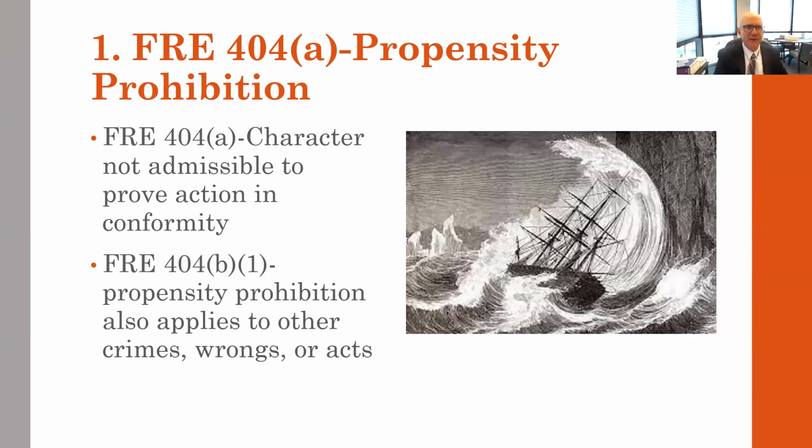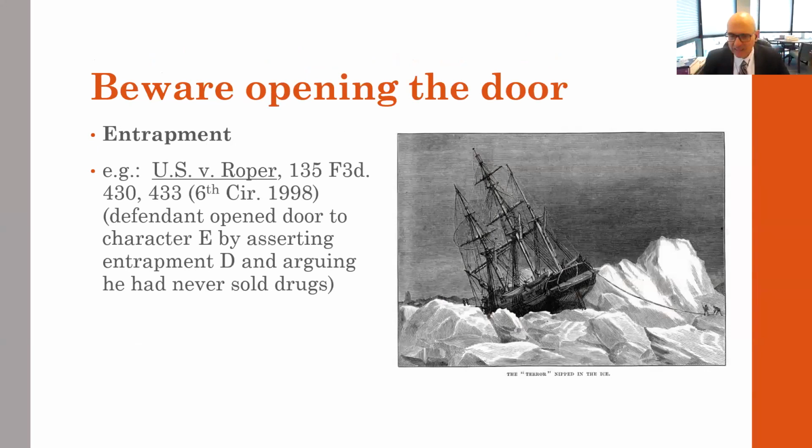Now, in this context, we have to be extremely careful about opening the door, for instance by asserting entrapment. In Roper, the defense ran an entrapment defense, and very negative evidence came in as far as the defendant's character and prior acts. The circuit, in this case the Sixth Circuit, concluded that the defendant opened the door by arguing entrapment. So we have to be very careful about opening the door when it comes to issues dealing with character.